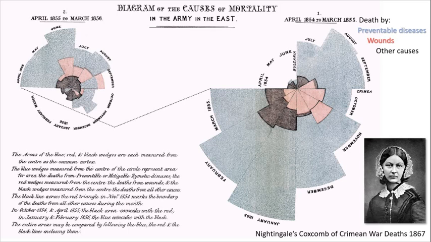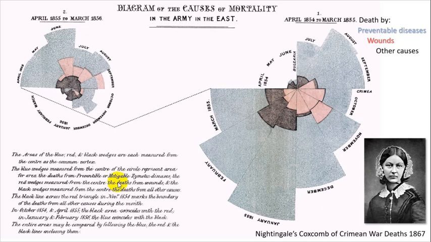The graphs show the number of deaths that occurred from, in blue, preventable diseases. Those in red were the results of wounds, and those deaths that were due to other causes in black. The colors measure out from the very center of each vertex. So we're talking about pie wedges that we are comparing areas for. And each vertex represents a year from April to March.